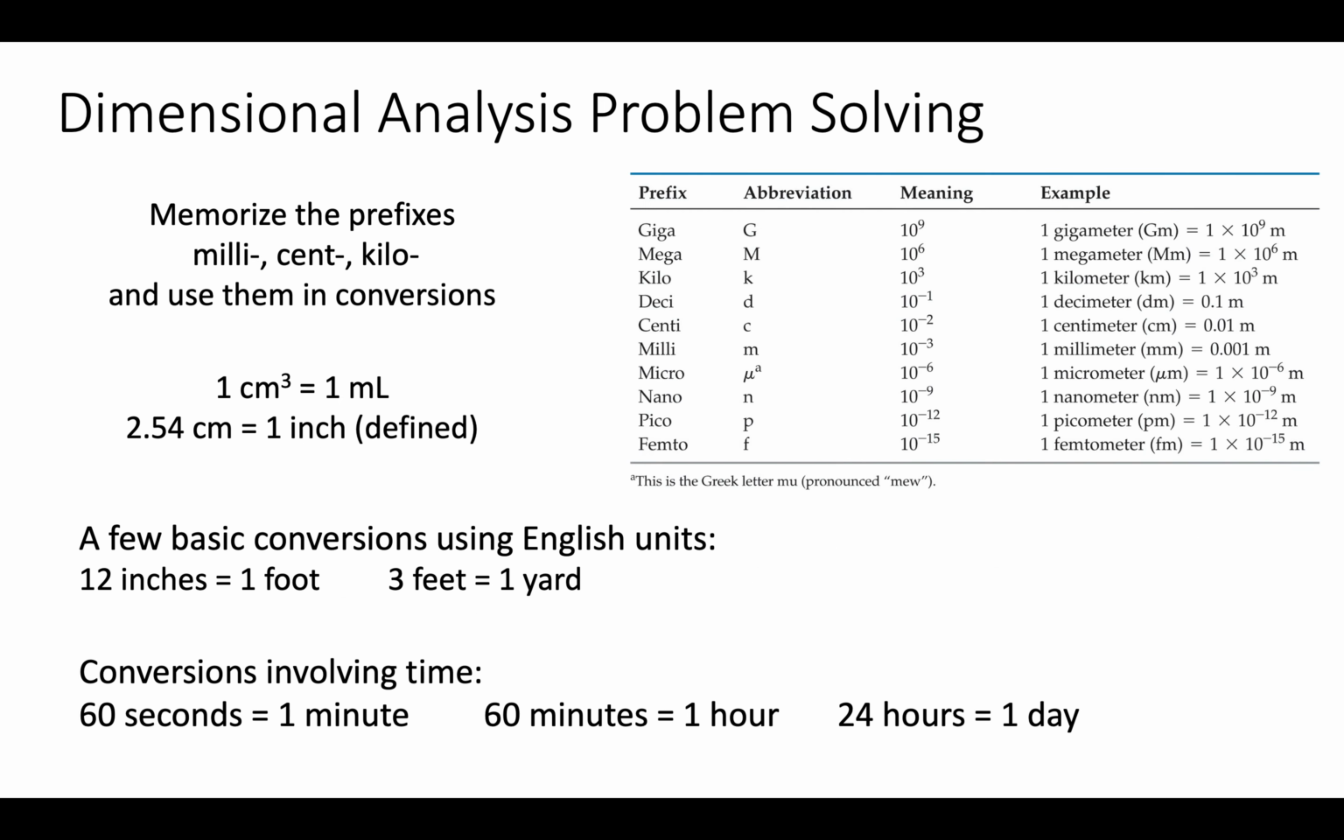Moving on to dimensional analysis and problem solving. In Chapter 1, we introduce briefly the metric system. Initial prefixes that will be useful are milli, centi, and kilo, as we talk about centimeters, kilograms, milliliters. We add a few more as the course progresses, but those would be good ones to start with.